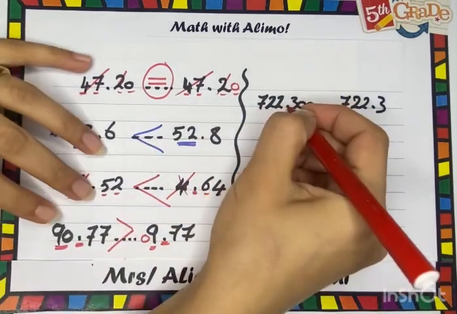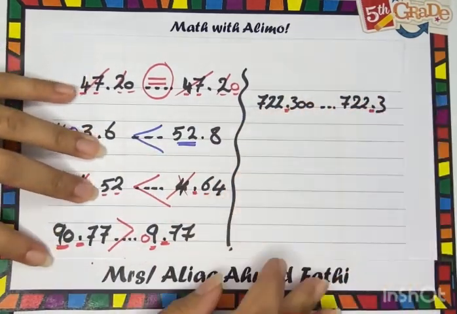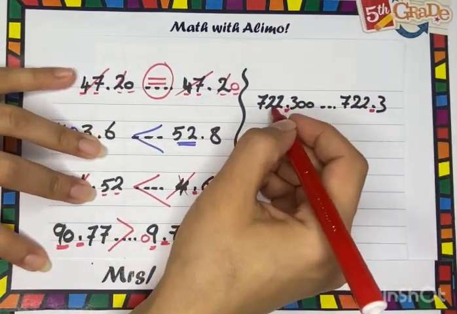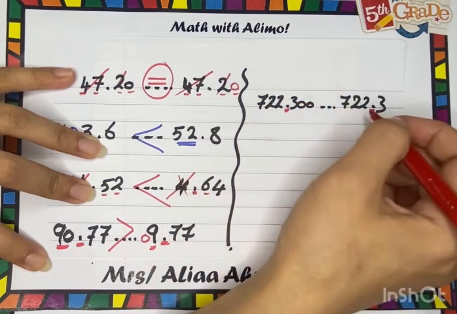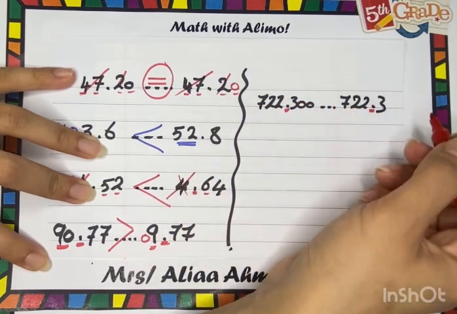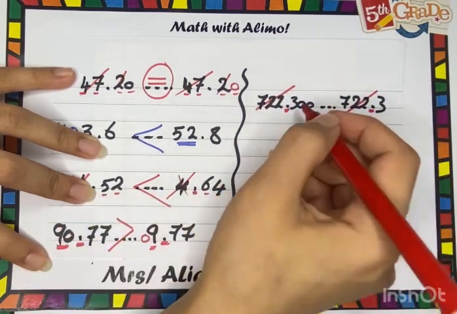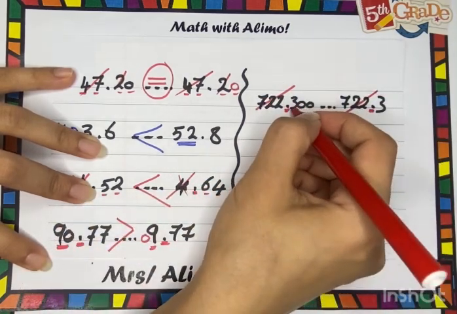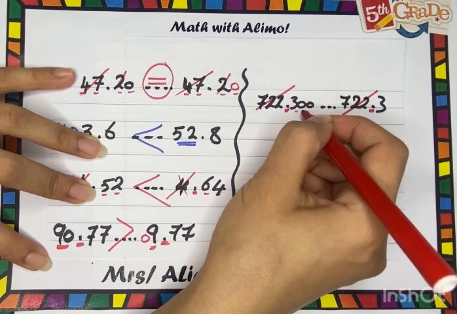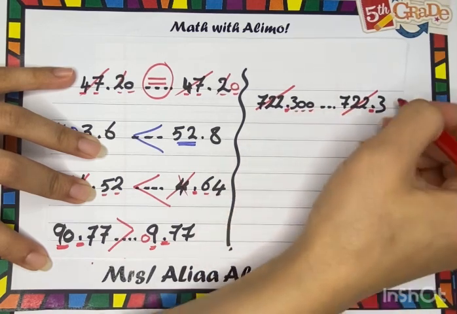Okay, this is our decimal point. Then, in the whole part, in this number, we have 722, 3 digits. And there we have 722, 3 digits too. So we're gonna cross the whole part. And then in the decimal part, here we have 300. We have 3 digits, 300. And there we have 3.